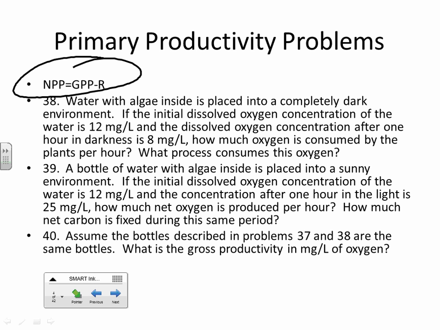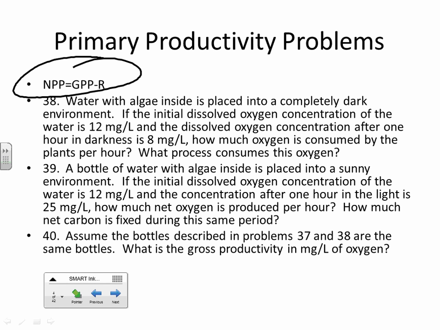Net primary productivity equals the gross primary productivity minus, what's the R? Respiration. So let's look at how we would use that. We've got 3 problems that all deal with this formula.